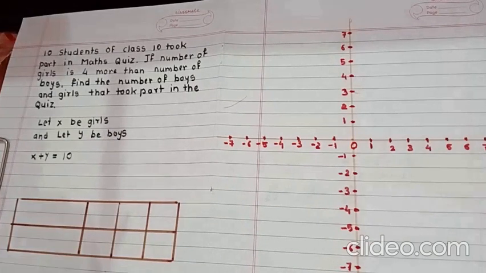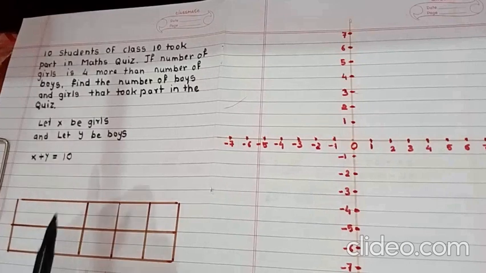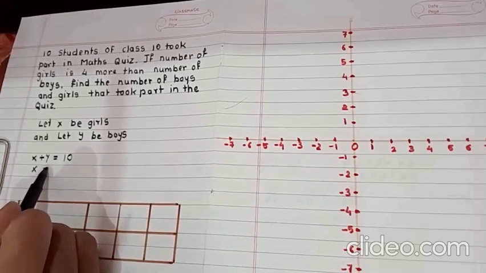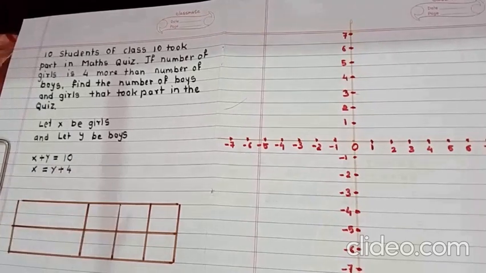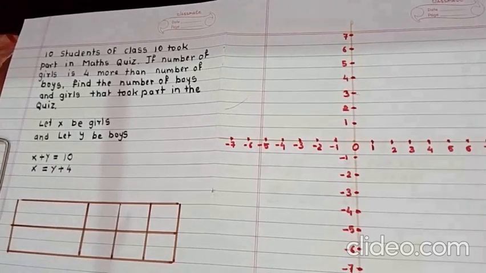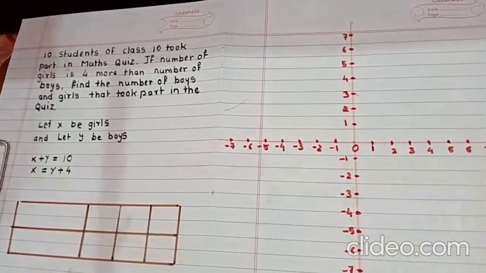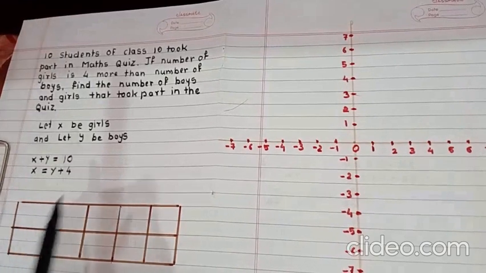Second is if the number of girls is 4 more than the number of boys. So girls are 4 more than boys. So X equal to Y plus 4. So we have these two equations. What we are going to do? Find the linear equation representing the graphical representation of this equation.